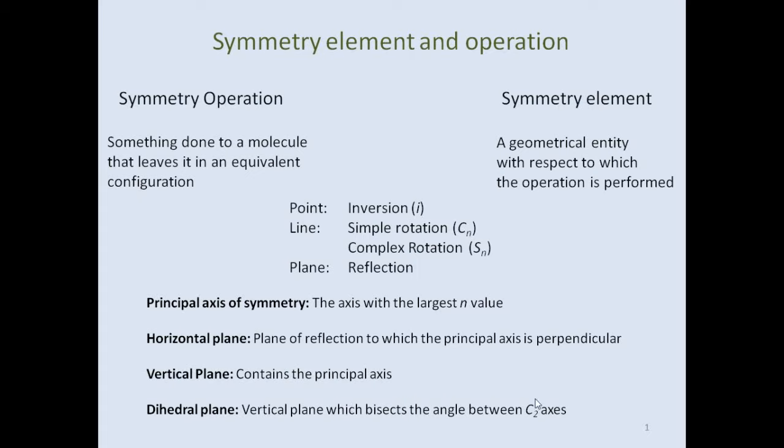For example, if in any molecule you have two C2 axes and a plane bisecting the angle between these C2 axes, that is known as the dihedral plane. If your molecule has all the planes, horizontal, vertical and dihedral, then priority is given to the horizontal plane, after that to the vertical plane, and last priority goes to the dihedral plane, right? I will explain these things again and again when I explain the point groups.